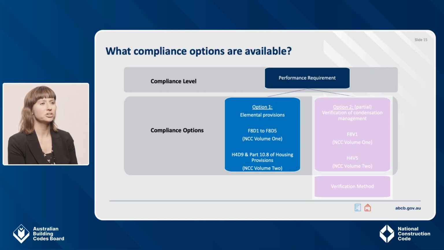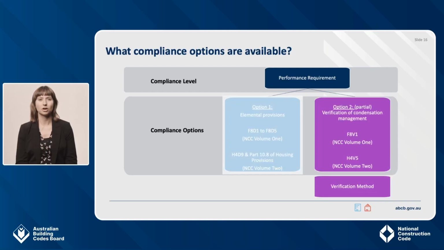Option 1 on the left of the flowchart in blue outlines the elemental provisions that together form a deemed to satisfy solution. The relevant clause references are outlined for NCC Volume 1 and NCC Volume 2, and we'll discuss these further soon. Option 2 on the right of the flowchart in purple outlines the relevant verification method, verification of condensation management, and where it is located in NCC Volumes 1 and 2. We'll discuss this verification method later on in this presentation, as well as a related verification method for building envelope sealing that's located in the energy efficiency sections of the code.